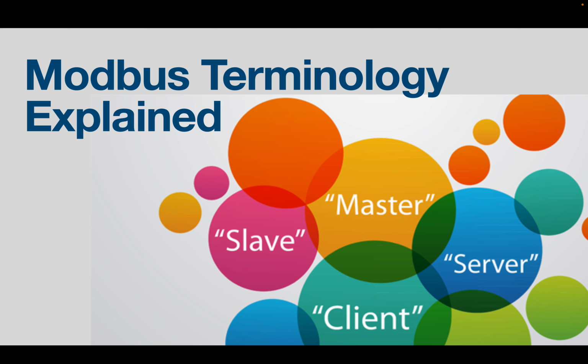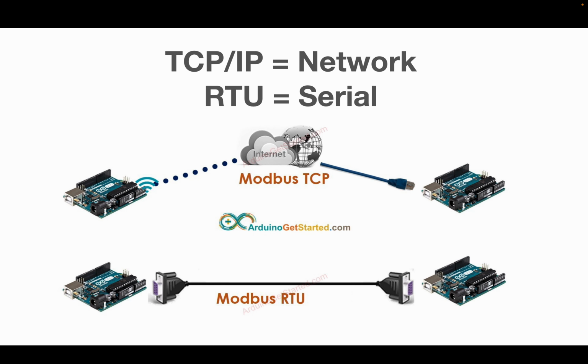We read master, slave, client, server, RTU, TCP, ASCII. There's so many different things in Modbus. So let's just go through it step by step, and hopefully by the end of the video you've got a much better understanding. Now, firstly, two basic, fundamental, different types of Modbus communication.